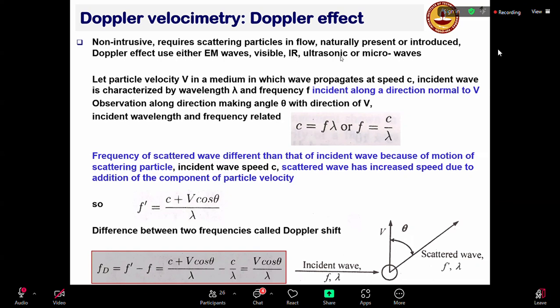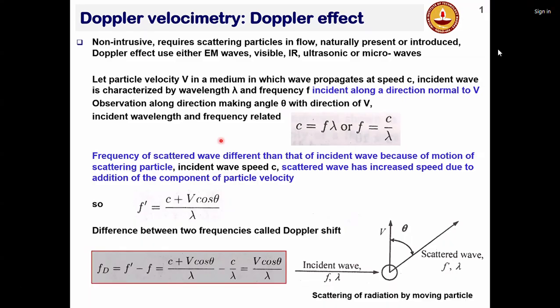We have been discussing in the last class, so we were talking about the Doppler velocimetry. We said that the Doppler velocimetry basically works on the principle of incident wave and scattered wave, which interferes with a particle moving along with the flow. And it is assumed that the particle moves at the same velocity as the fluid.